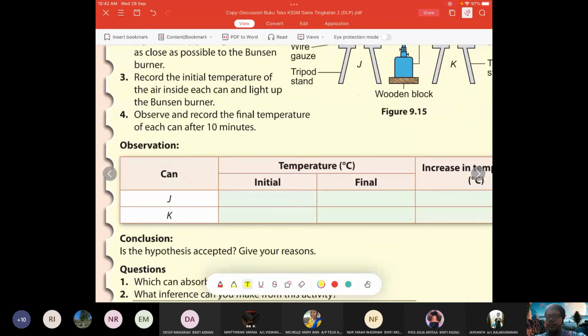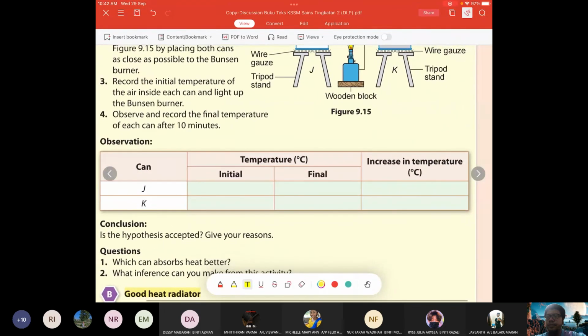And then you need to jot it down in the table here.